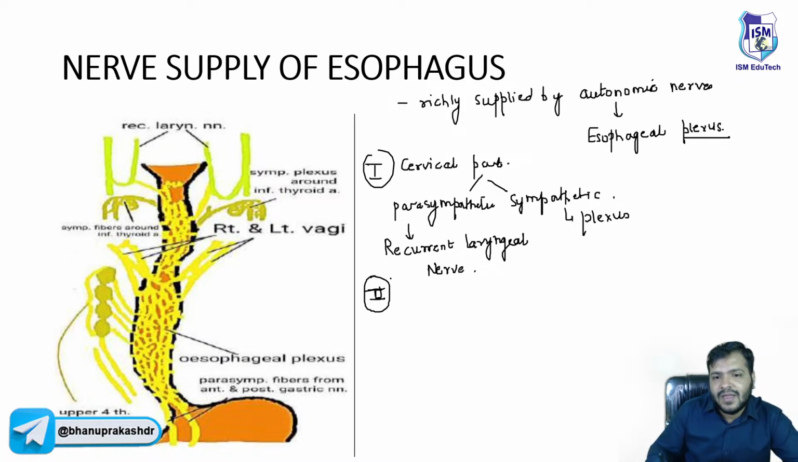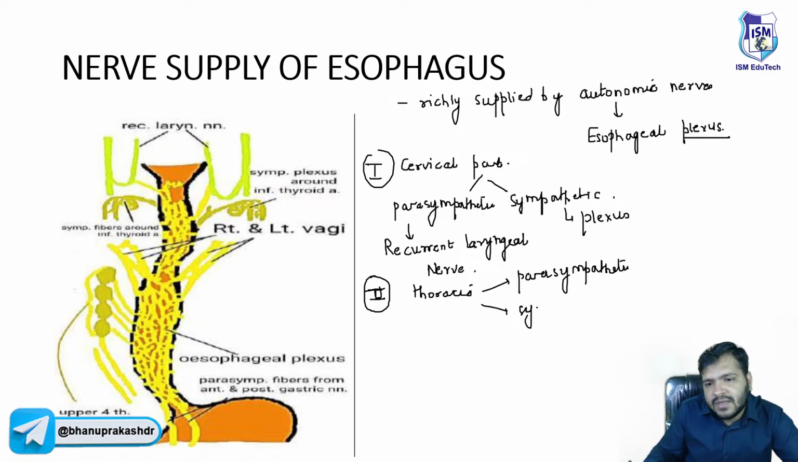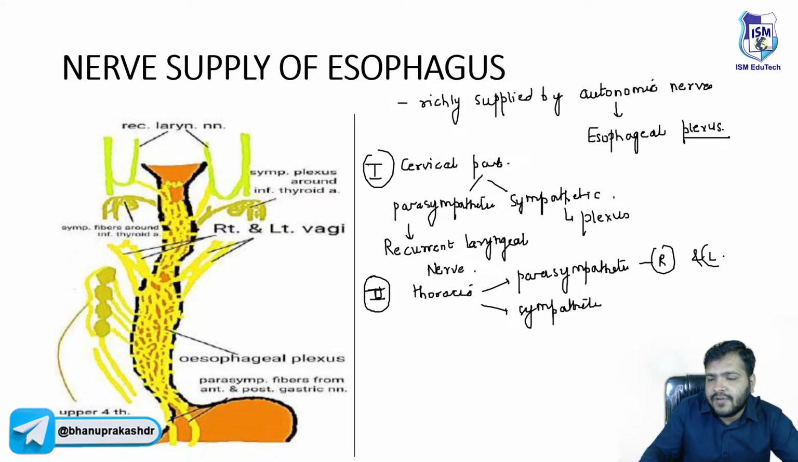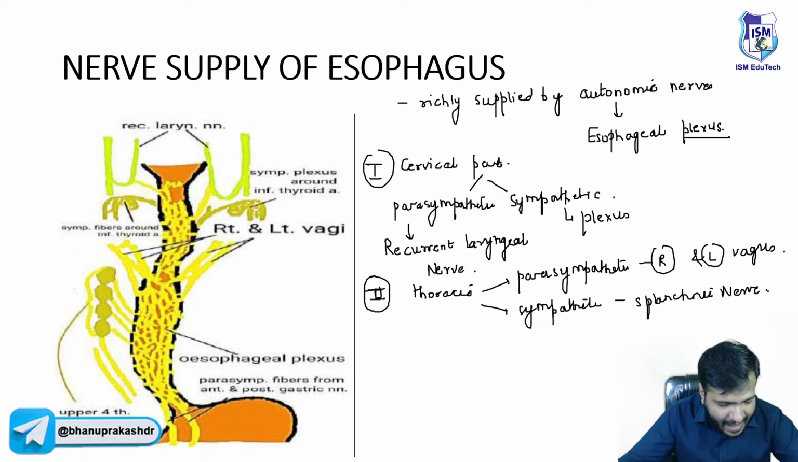Very good, beta. Now coming on to the thoracic part. Thoracic also has parasympathetic and sympathetic parts. The parasympathetic part basically comes from the right and the left vagus. And the sympathetic part is the splanchnic nerves and also the upper fourth ganglia.